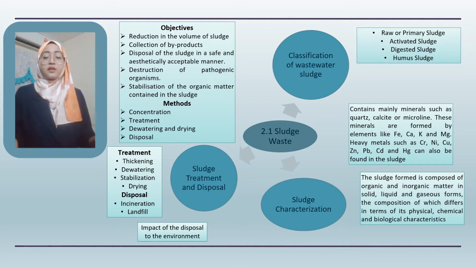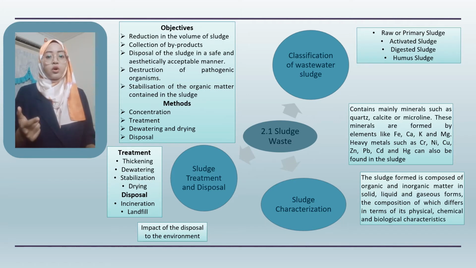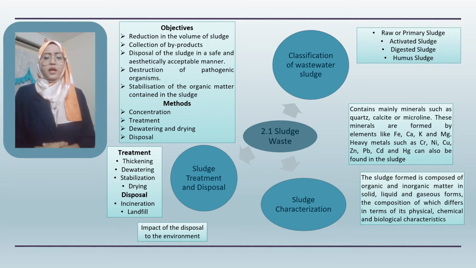It contains mainly minerals such as quartz, calcite, or microline. These minerals are formed by elements like ferrum, calcium, and magnesium. Heavy metals such as chromium, nickel, copper, and mercury can also be found in the sludge.